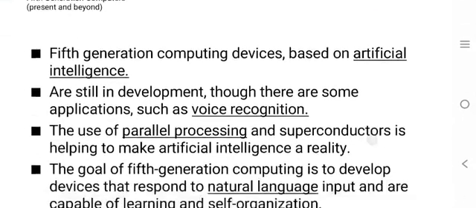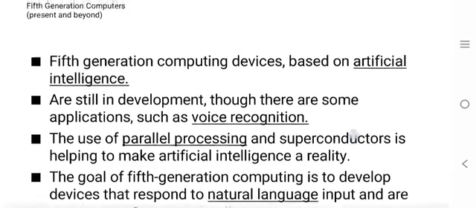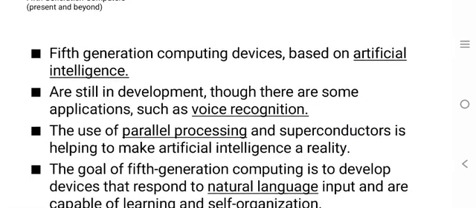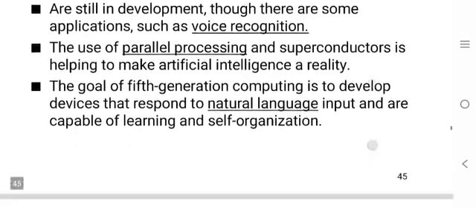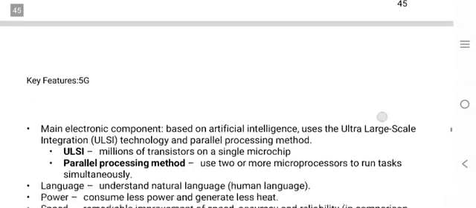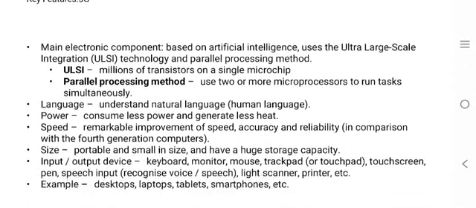Now the next one is the fifth generation computer. The fifth generation computer is based on artificial intelligence and uses technologies like parallel processing and natural language understanding. These are the key features of the fifth generation computer.